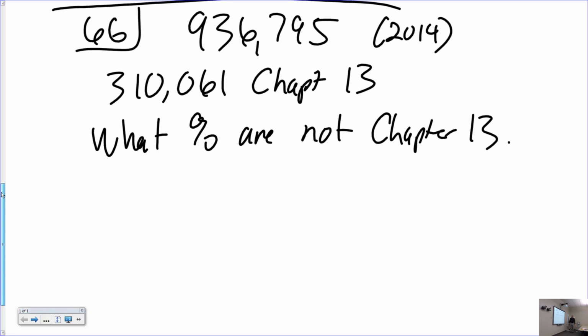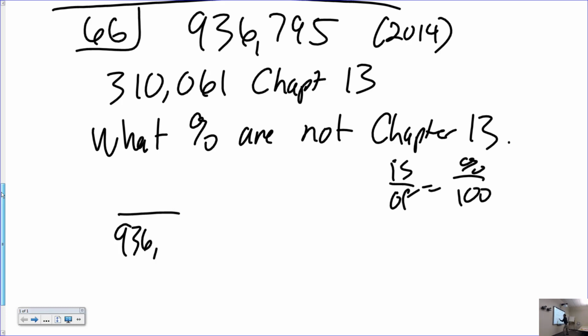Well, if you do it is over of, you put 936,795 as the of. All right, good. So let's do the is over the of, right? So is over of equals percent over 100. The of is the 936,000. Why is that? Because that's the original amount. That's the whole or the total, right? The of is the total number of things that we have. In this case, their total in 2014 was that.